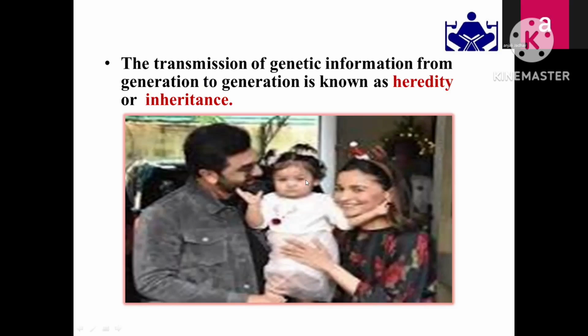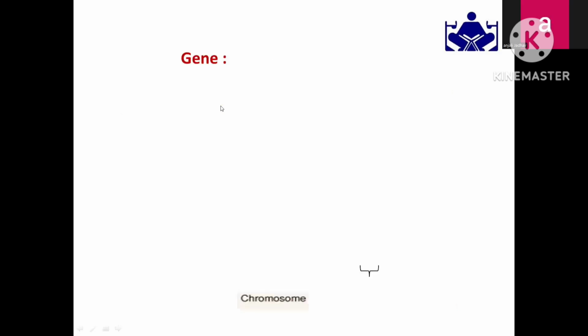Raha has got genes from her father and mother, और इसी को ही inheritance कहते हैं. The transmission of genetic information from generation to generation is known as heredity or inheritance. This genetic information gets transmitted with the help of genes. अभी आपके मन में आया होगा अब ये जीन क्या है?